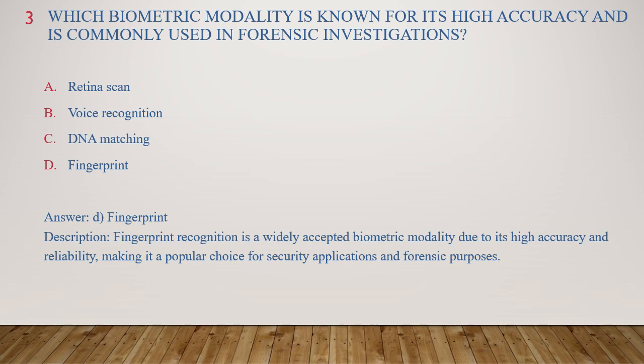C. DNA matching. DNA is undoubtedly the most accurate biometric modality, but it requires biological samples and sophisticated analysis, making it time-consuming and not always feasible in all forensic scenarios. D. Fingerprint. Fingerprints are widely considered the gold standard in forensic investigations due to several factors. High accuracy. Fingerprint patterns are unique to each individual and remain relatively stable throughout life, offering high accuracy for identification.